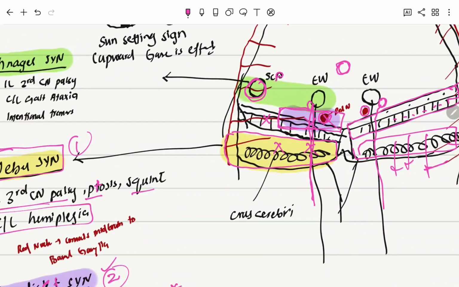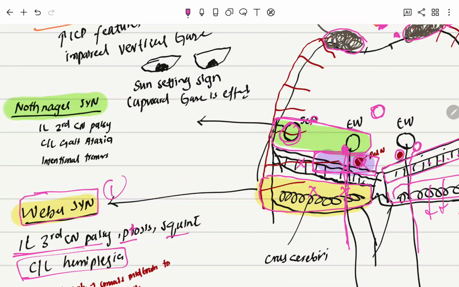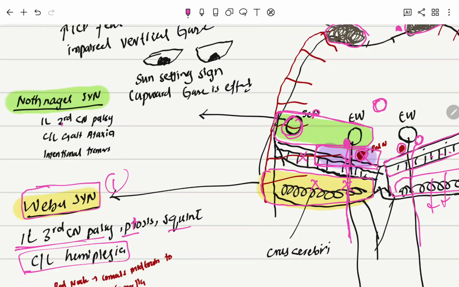And the third one is where we can see that the Edinger-Westphal nucleus is involved, the third nerve nucleus is involved, and there is involvement of the superior cerebellar peduncles. So what happens in this case: there is ipsilateral third nerve palsy, and there will be contralateral gait ataxia.